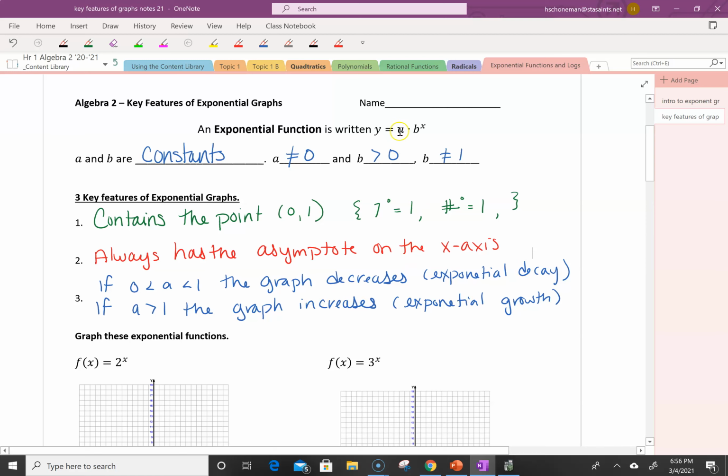The other thing is if this a out in front is between 0 and 1, so think decimal or fraction, then the graph is going to decrease. That means exponential decay. But if a is greater than 1, that means the graph is going to increase, and you want to think exponential growth. When you do your homework, you're going to need to know the two phrases, exponential growth and exponential decay. So if it's going up and a is greater than 1, it's growth. If a is between 0 and 1, it's going to be decay.